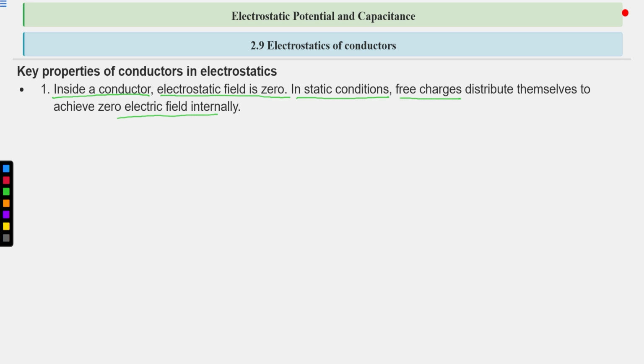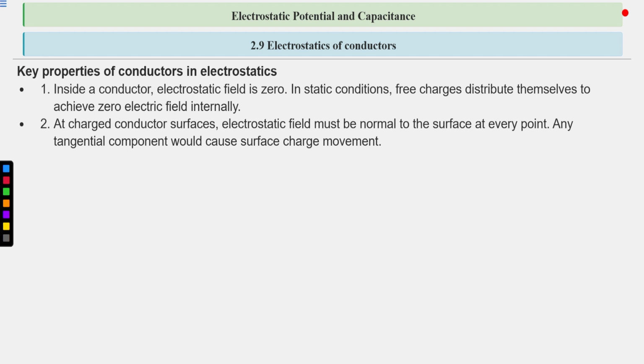We are discussing static conditions. Static condition is when no charges move. There are stationary charges. So for stationary charges, there should not be any electric field in the internal parts of the conductor. To maintain a static condition, free charges redistribute themselves to achieve zero electric field internally.